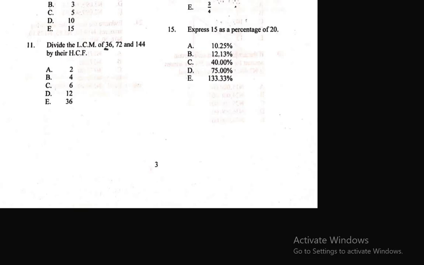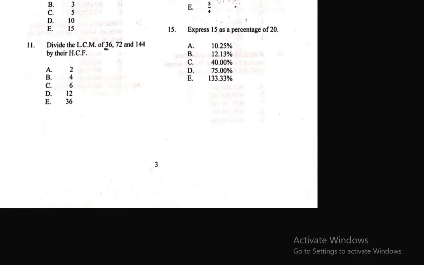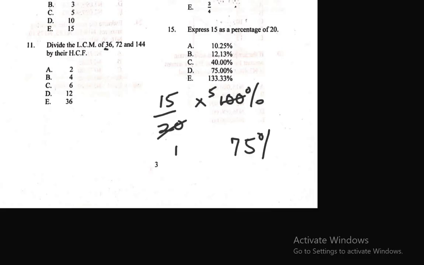Question 15. The question says, express 15 as a percentage of 20. So we just have 15 out of 20 as a percentage. You multiply by 100%. 20 into 100 is 5. 15 times 5, 75% is the right option, which is D.